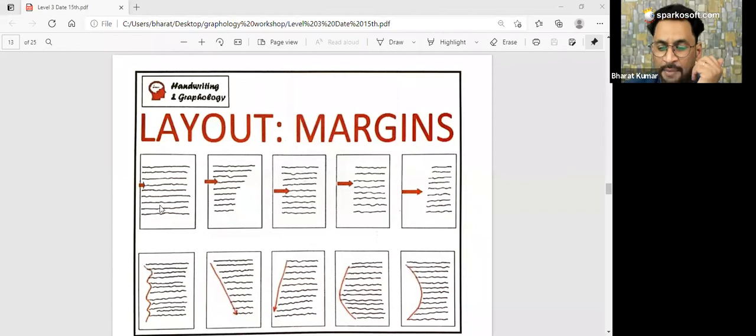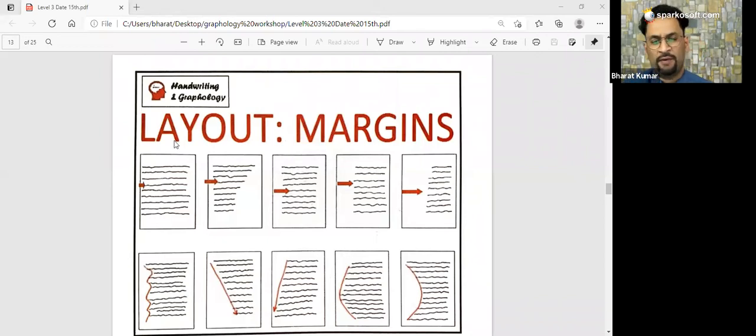Check the first diagram again. The person is starting writing from the extreme left margin. In the second diagram, the person is not writing from the extreme left. So there is no left margin here, but he is not reaching to the right one. Now, here the person is using left, right, top and bottom, all margins.